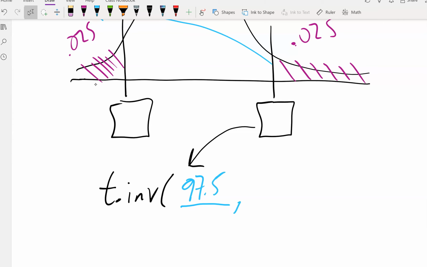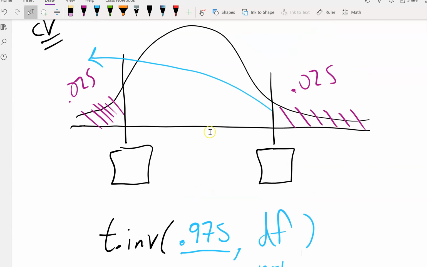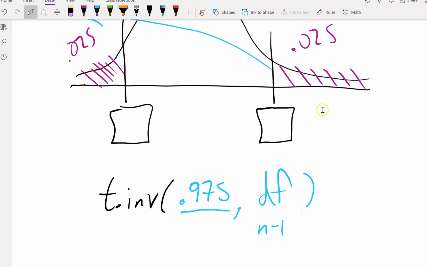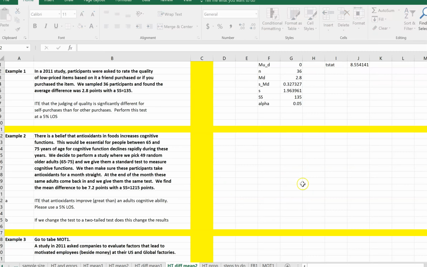And of course, I just made a mistake. If you don't put it in decimal form, Excel will be unhappy with you. So 0.975. Then you need degrees of freedom, which recall is n minus 1, and then you're good. You need degrees of freedom because you need to tell exactly which t curve it is. When you use NORM.S.INV, there's only one Z curve. There are infinitely many t curves, and that's why I always need n minus 1. So I'm going to import that into Excel.